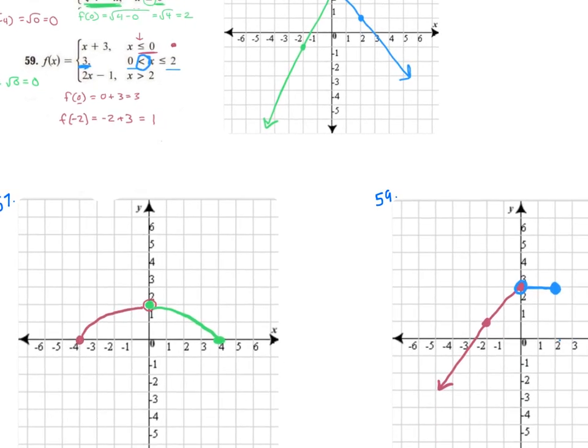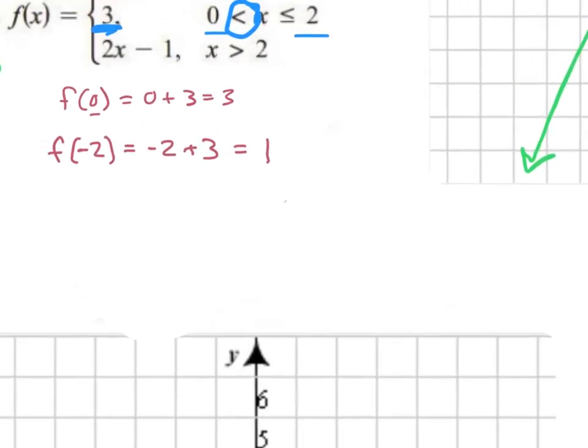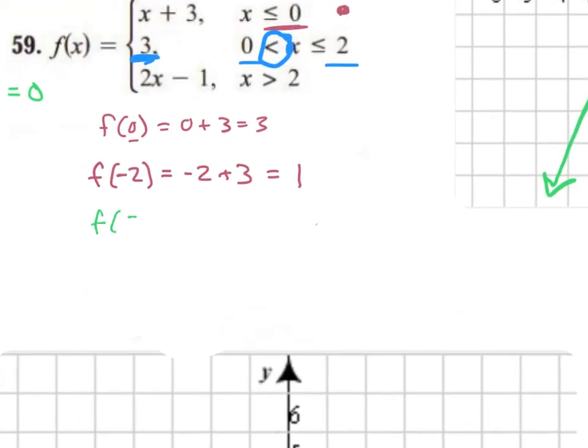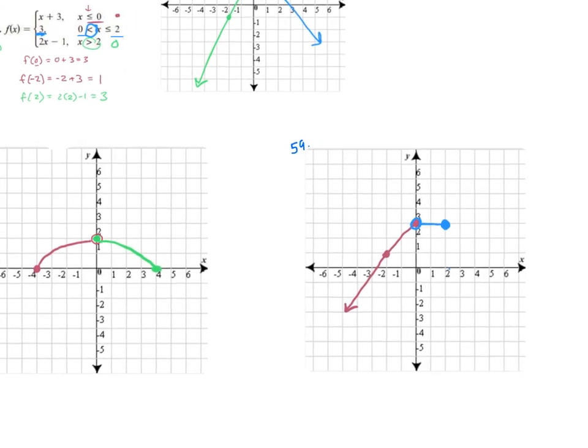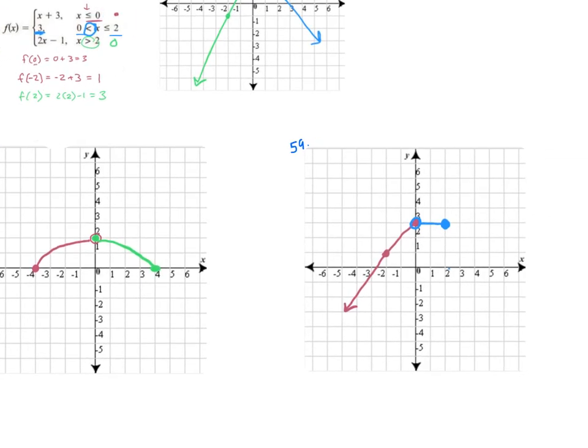And then lastly, we have when x is greater than 2. So we're going to start by plugging in 2. So we have 2 times 2 minus 1, which would be 4 minus 1, so 3. And then it's just a greater than sign, so it's going to be an open circle. So we have an open circle when x is 2, y is 3.